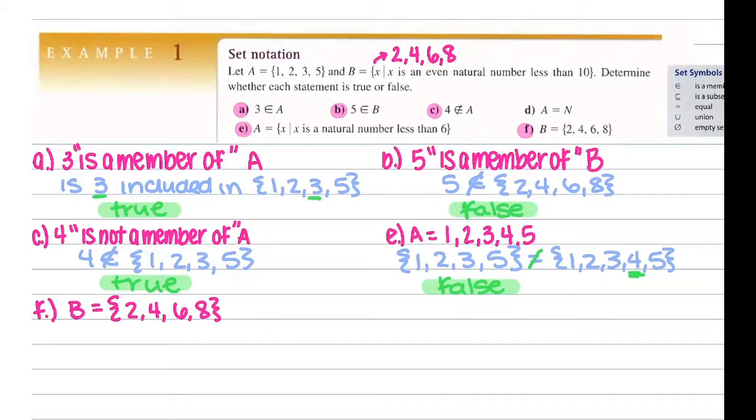For F, we have B is equal to 2, 4, 6, or 8. So B is 2, 4, 6, or 8. Are these two equal to one another? Yes, they are. So this is true.